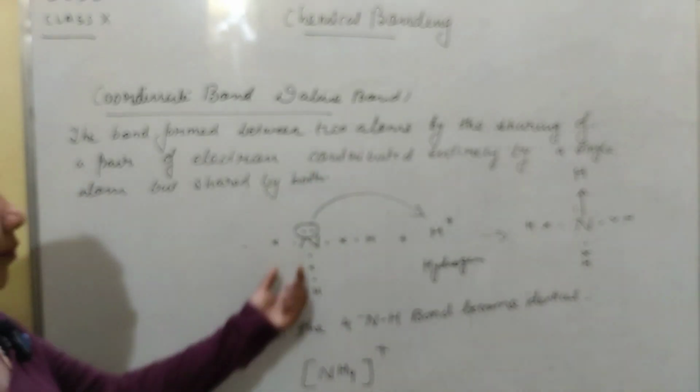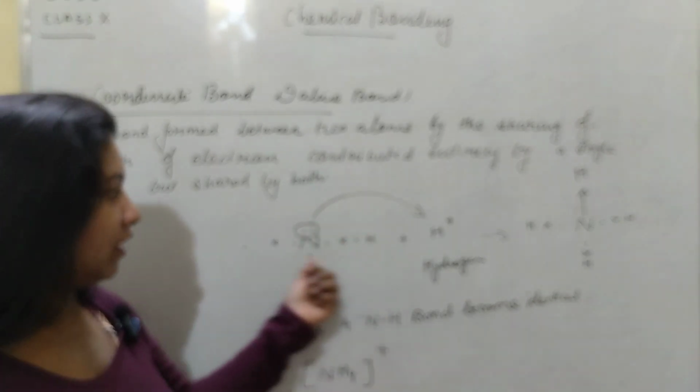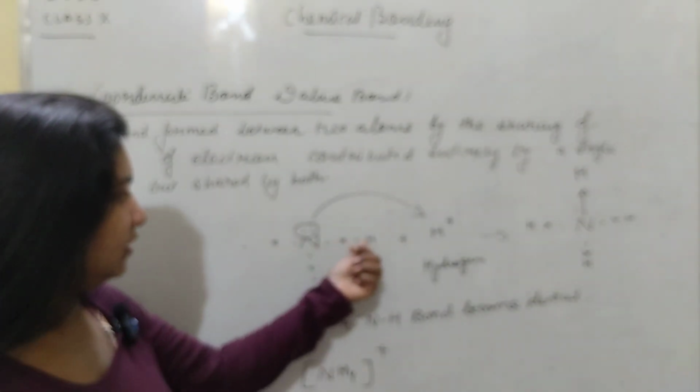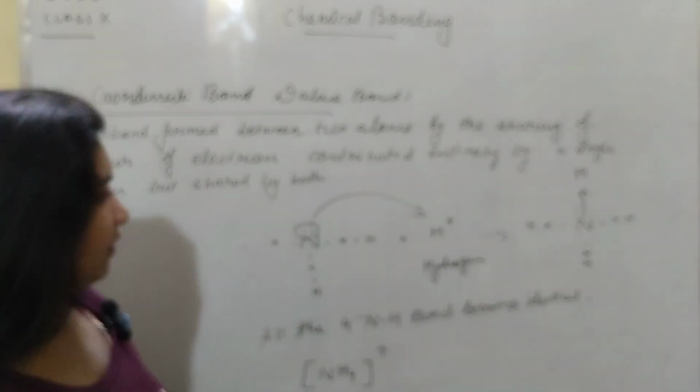See, sharing is happening between both the atoms. So then only valency will be satisfied. See, 1, 2, 3, 4, 5, 6, 7, 8. 1, 2, 3, 4, 5, 6, 7, 8.